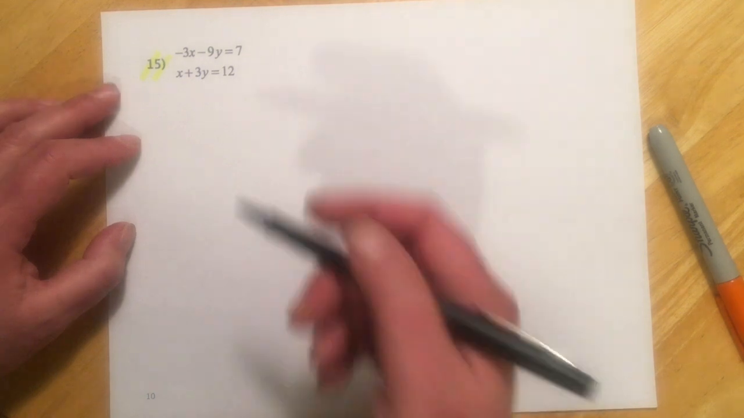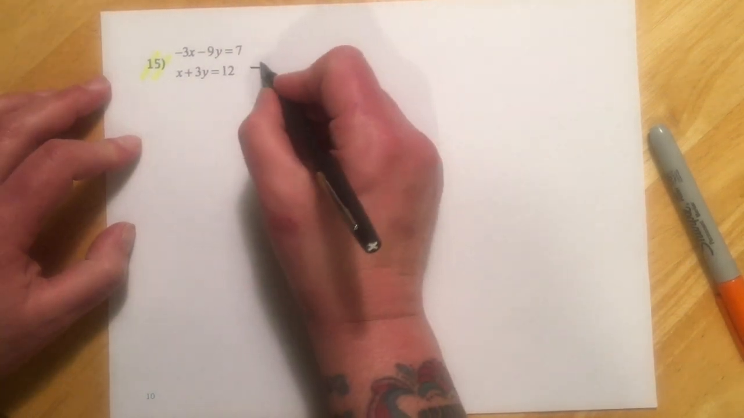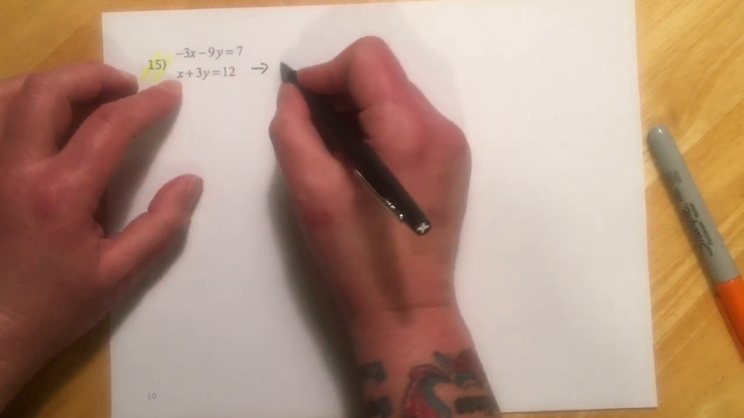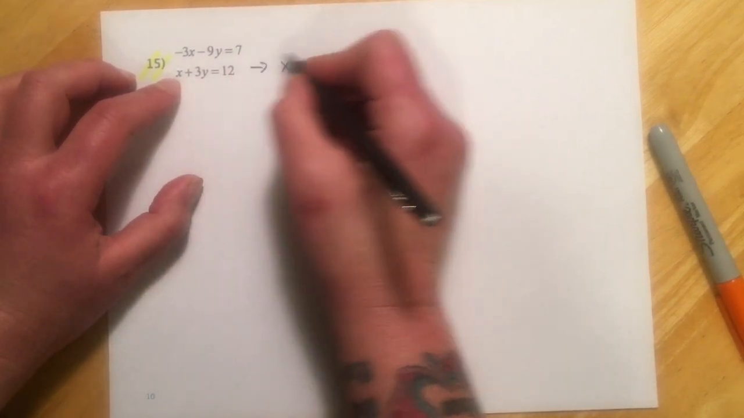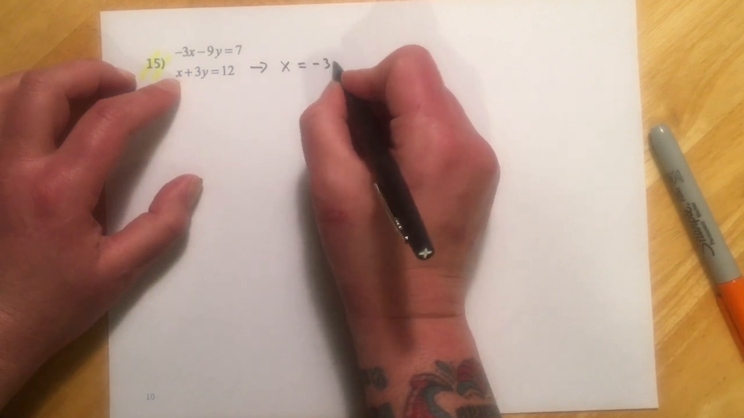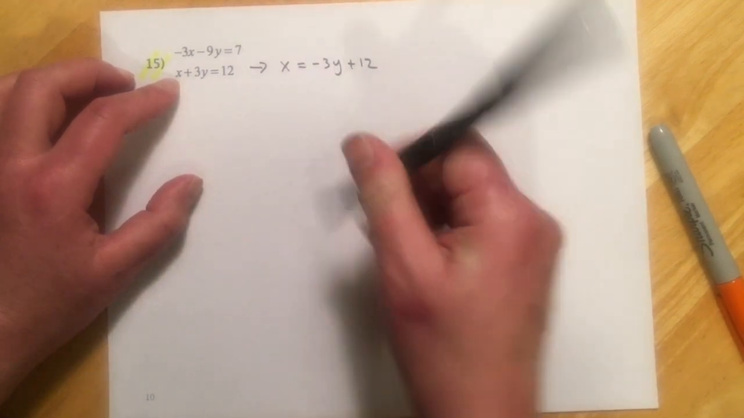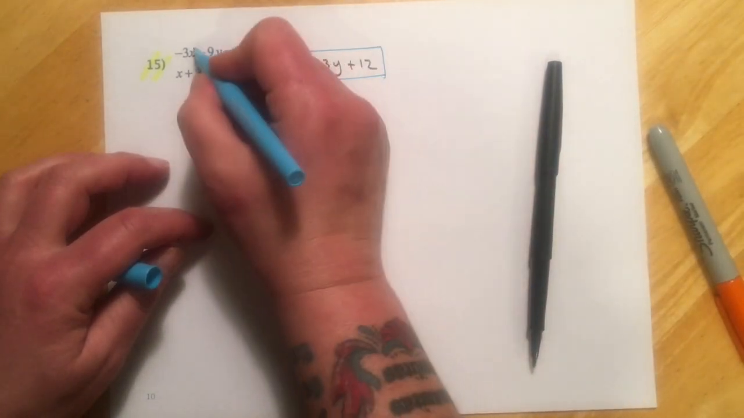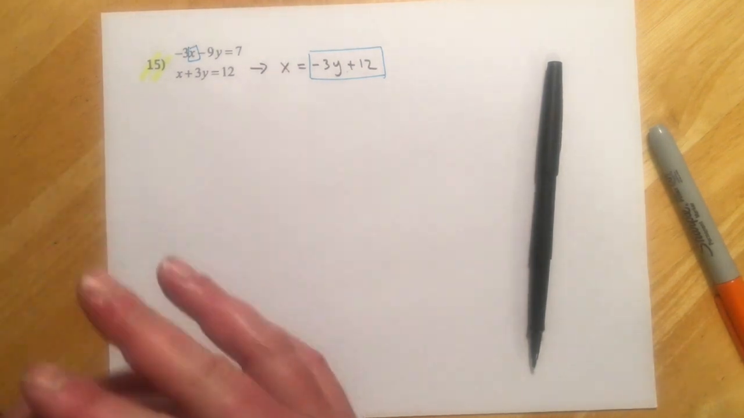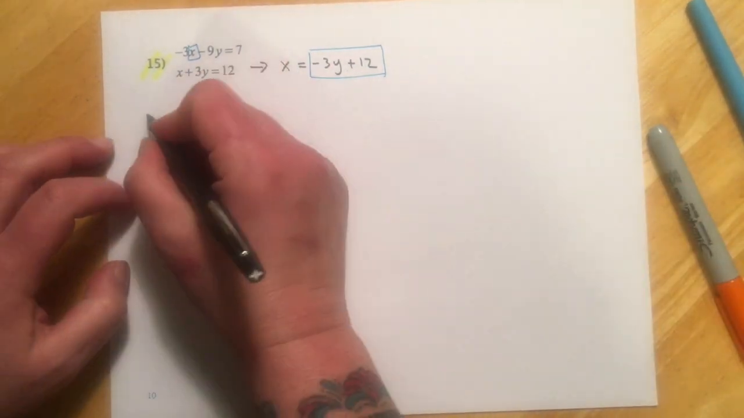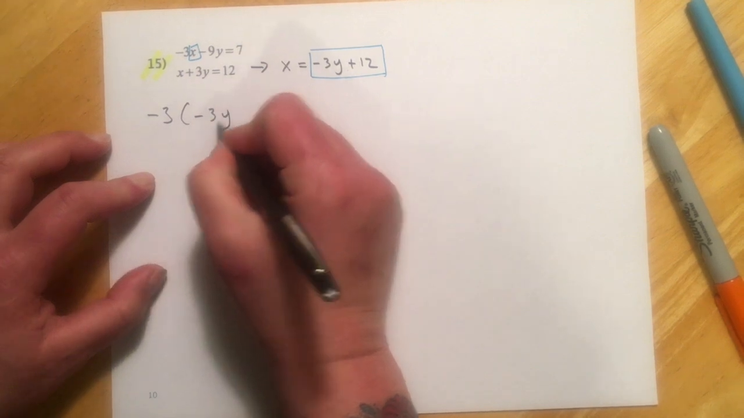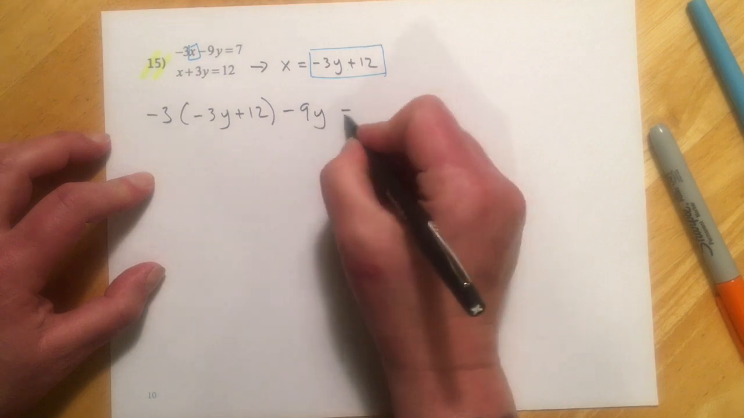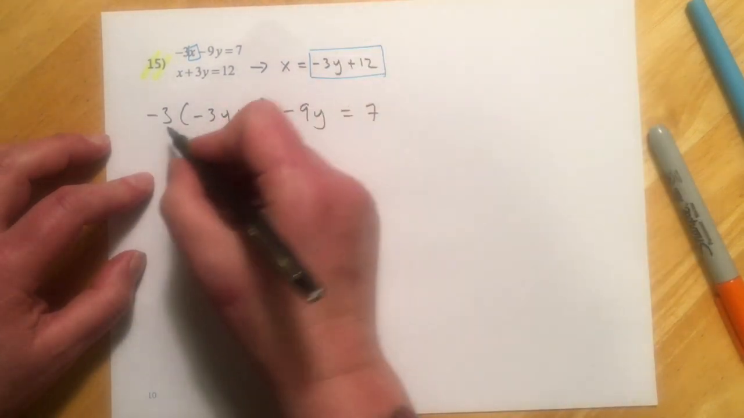And then this last one, it's not set up for substitution, but I'll show you how you could. So if we had to substitute on this, I'd probably get that x by itself just because it's the simplest. So I'm going to subtract the 3y over, and I get x equals negative 3y plus 12. And then that gives me my expression that I can substitute. So I'll take this and drop it right there for that x. So negative 3 times negative 3y plus 12, and then minus 9y equals 7. And then again, just follow the math.